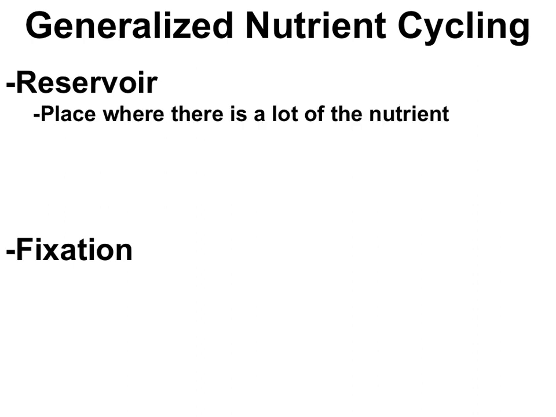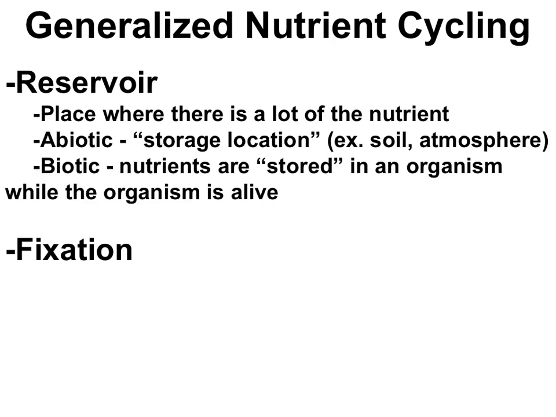The first is the concept of a reservoir. A reservoir is simply a place where there is a lot of the nutrient. Reservoirs can be abiotic storage locations. Abiotic reservoirs typically contain most of the nutrients in an ecosystem and include things like soil, atmosphere, bodies of water, and rocks. All living things are actually biotic reservoirs of nutrients, and while living things are alive, nutrients are stored in the macromolecules that make up each living thing.